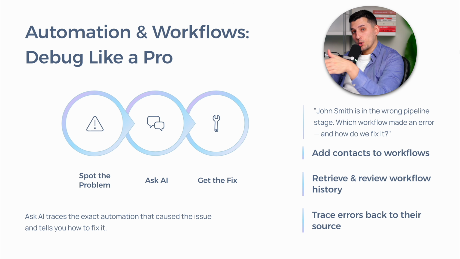We can also troubleshoot because, for example, we can find those contacts without any trace, and we can say, hey, show me the history of all workflow actions and why those contacts do not have any tags. Or here's another one. A lead maybe is in a wrong pipeline stage, or it is assigned to a wrong salesperson. Now we can troubleshoot with Ask AI by referencing that number. John Smith is in the wrong pipeline stage. Why did it happen? Which workflow made an error? And how can we fix it?